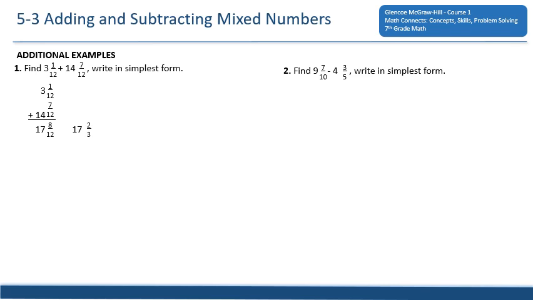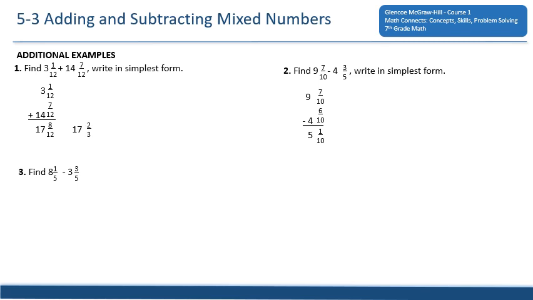Find 9 and 7/10 minus 4 and 3/5, write in simplest form. So we do not have like fractions. 10 is a multiple of 5, so we can use 10 as the least common denominator. If we rewrite 4 and 3/5 as an equivalent fraction with 10 in the denominator, we multiply 5 times 2 to get 10 and 3 times 2 to get 6. We can now subtract 4 and 6/10 from 9 and 7/10. 7 minus 6 is 1, 10 in the denominator. 9 minus 4 is 5, so we get 5 and 1/10.